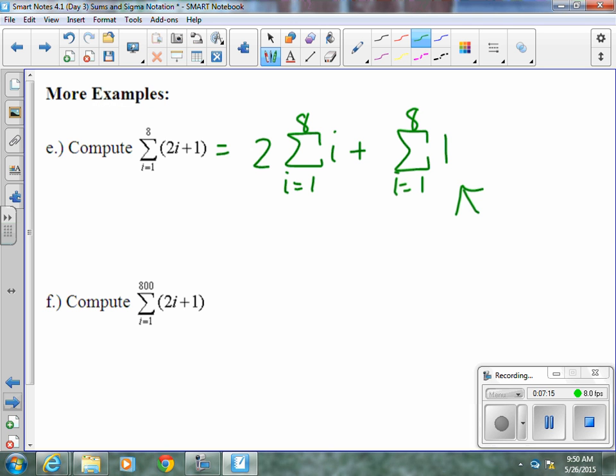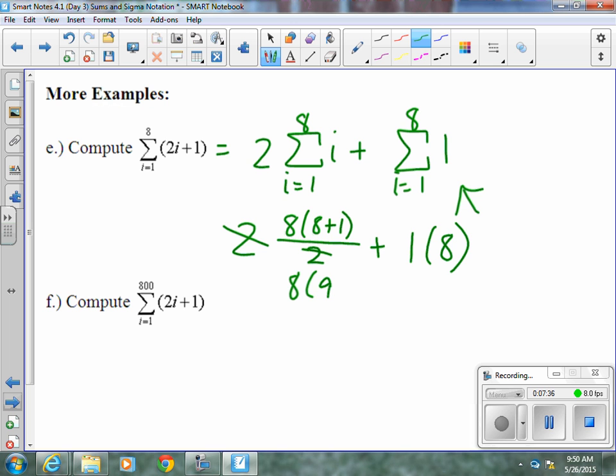So, keep your 2. Our formula for an i is n times n plus 1 all over 2. And our formula for a constant is that constant times our n value. In this case, our n is 8 because it is our number at the top of our sigma notation. So, these cancel out. We get 8 times 9 plus 8. 72 plus 8 is 80.